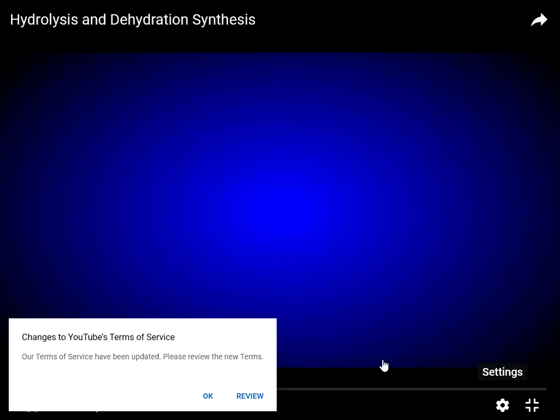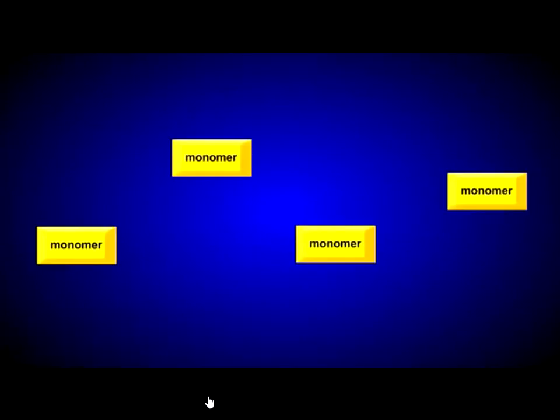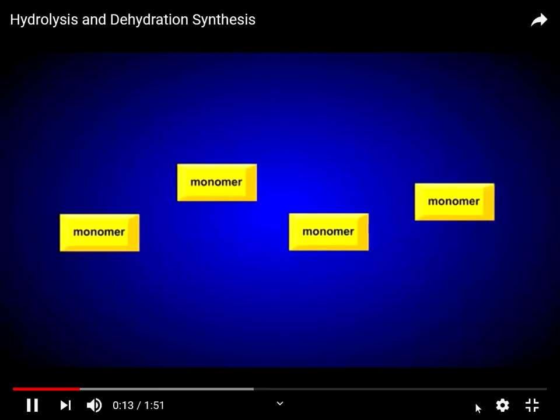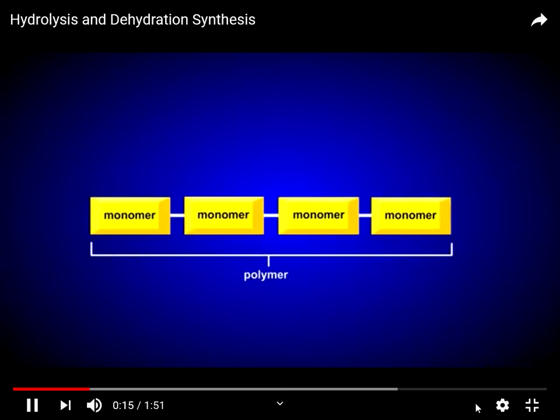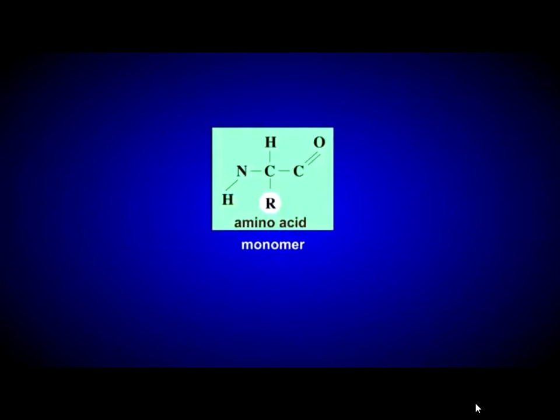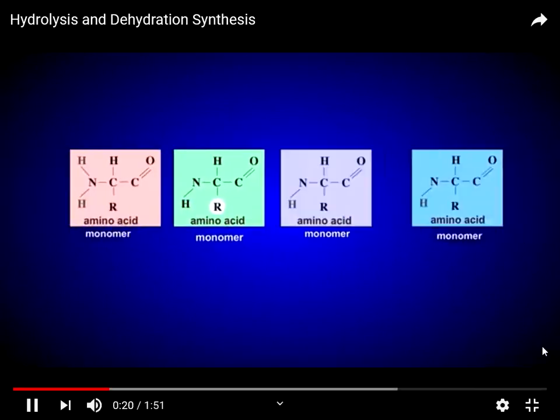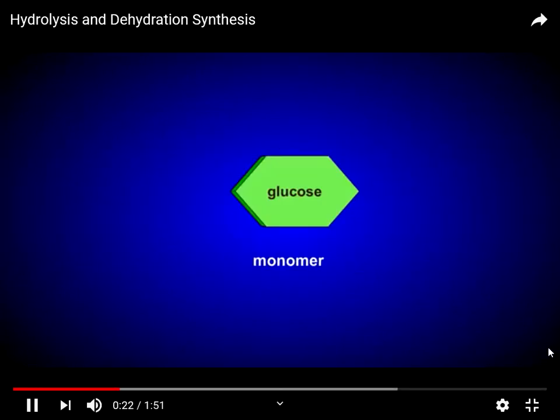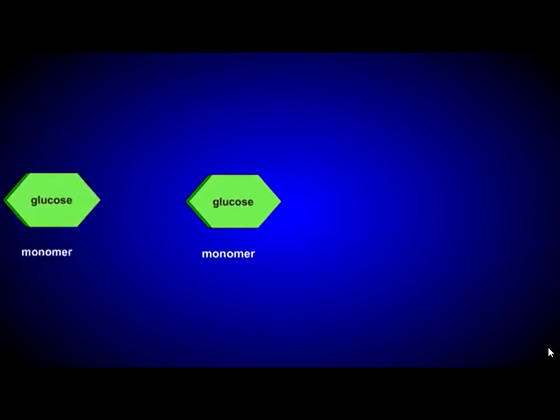Many important biological molecules are made of repeating subunits called monomers. When many monomers join, the result is a polymer. For example, amino acid monomers join to form a protein polymer, and glucose monomers combine to form a complex carbohydrate polymer.